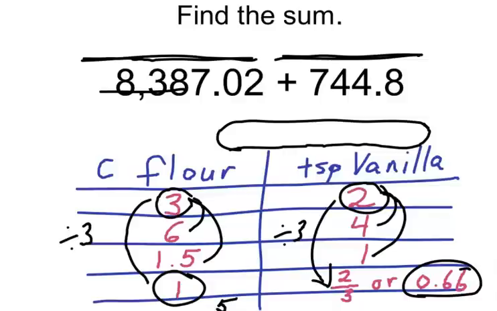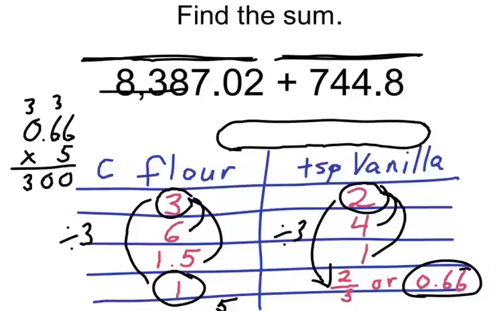We'll sneak it in right there. And then we have to do 0.66 times 5, right? Well, let's see what that would be. 6 times 5 is 30. And then 6 times 5 is 30 again. And then 5 times 0 is 0, plus 3 is 3. Okay, and then we just move the decimal over 2 places.